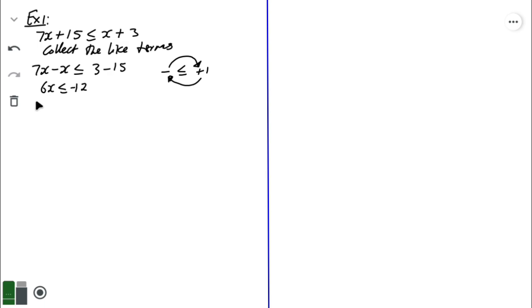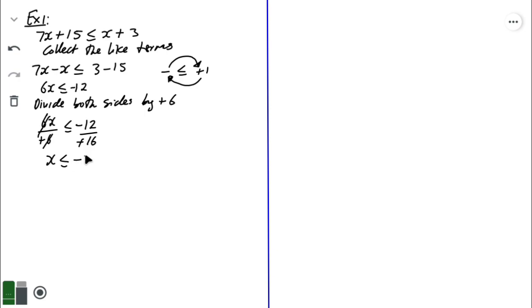Now, the next thing we need to do is to divide both sides. That's the coefficient of x given here, divide both sides by plus 6. So we're going to be having 6x over plus 6 less than or equals to minus 12 divided by plus 6. So in this case now, we're going to be having x to be less than or equals to minus 2. The inequality sign will remain unchanged, and we can re-express this to be minus 2 to be greater than or equals to x.